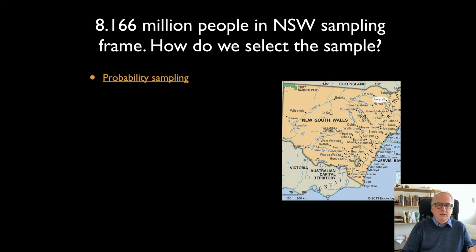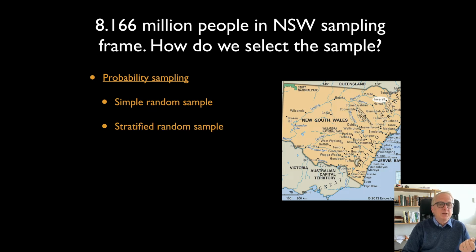Well, what I can do is use what's called probability sampling. So what I'm going to be doing is using random sampling. I want to randomly sample people from this entire sampling frame. So I will pick a sample based on randomness, using randomization. And the simplest thing to do is what's called a simple random sample. So that would mean that everybody in my sampling frame has an equal chance of being selected. So as I draw my sample, every single person, all 8.166 million people, could be sampled.